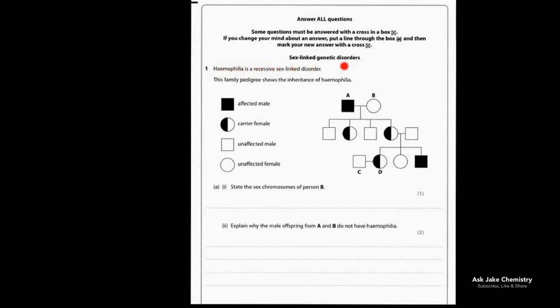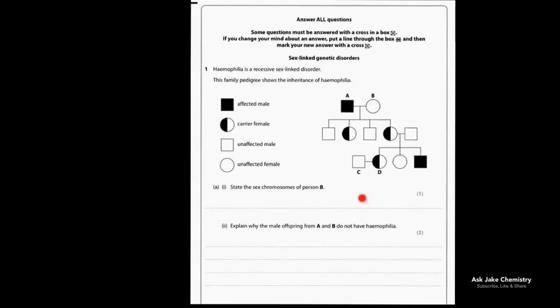Haemophilia is a recessive sex disorder. The family's pedigree shows the inheritance of haemophilia. So it gives you affected male, carrier female, unaffected male, and unaffected female. The first thing it says is, state the sex chromosomes of person B. So we have to look at person B, and then you have to put the right answer.